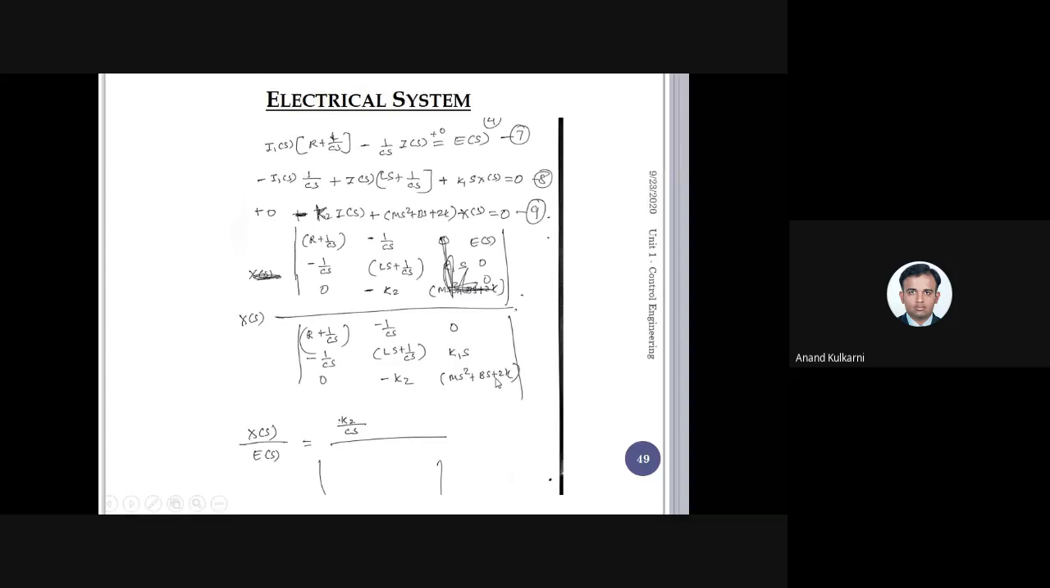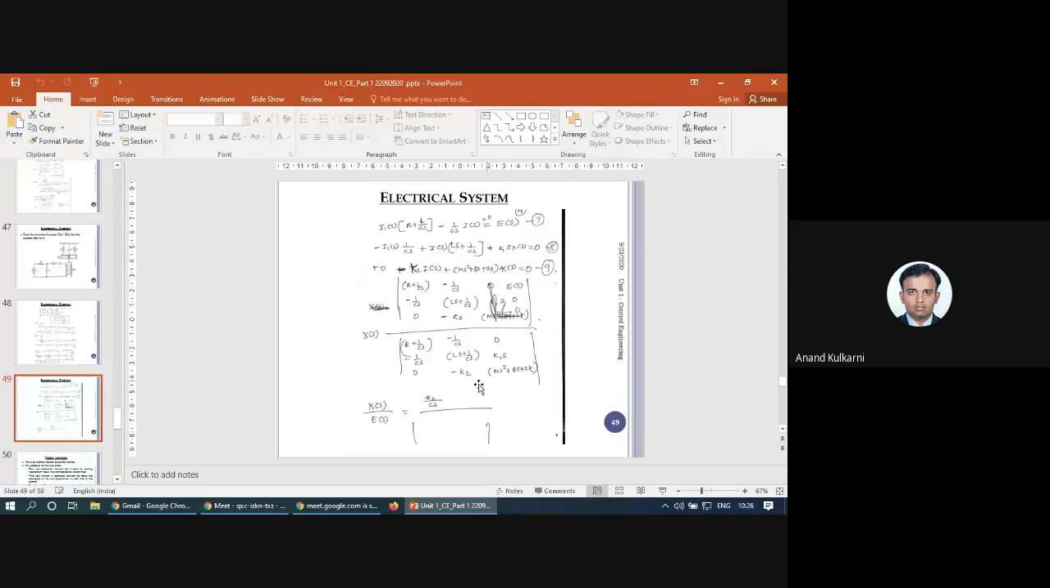This is the answer for this. You can see, and this denominator determinant you have to simplify, because in this slide it will be very lengthy, so I have not done it. You have to simply simplify this determinant.